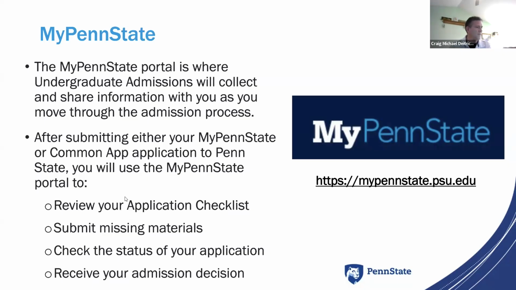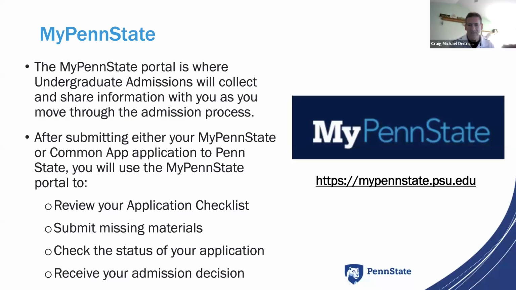All right, so here are some things that you can do through My Penn State. You're able to review your application checklist. You're able to submit any missing materials you have for your application to Penn State. You're able to check the status of your application, and you'll also receive your admission decision through your My Penn State account.